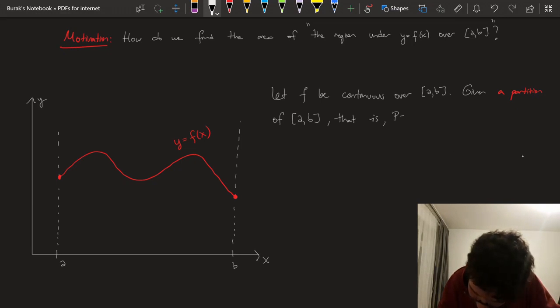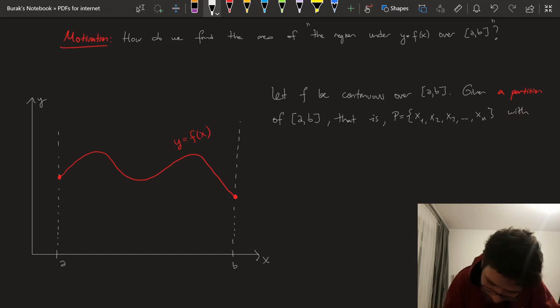Let's say that I have a set of points x1, x2, x3, up to xn. Pretend that these points are ordered like this: x1 is less than x2, less than x3, and so on. I want A to be equal to x1, and I want xn to be B.